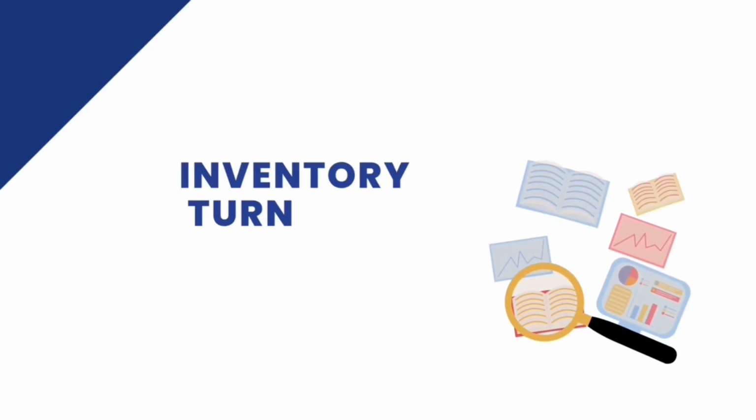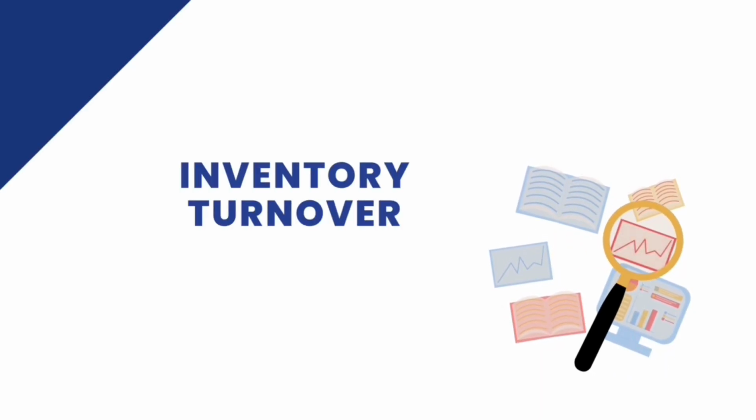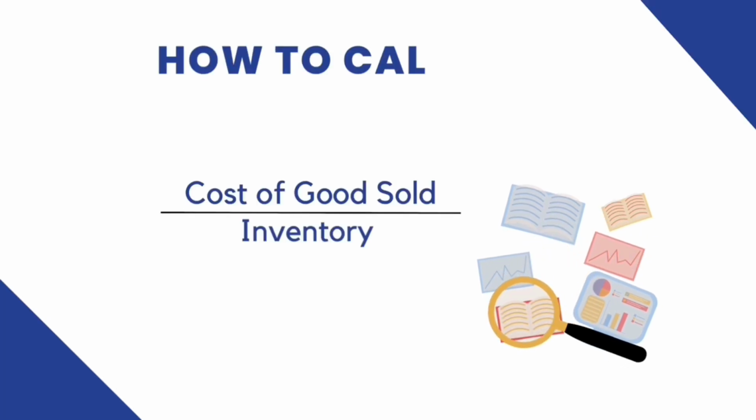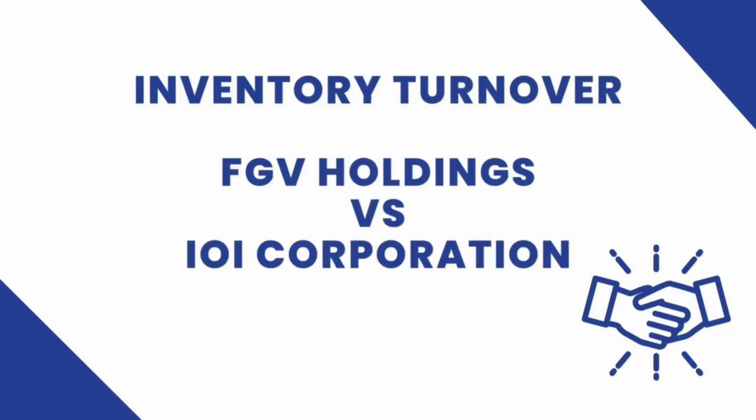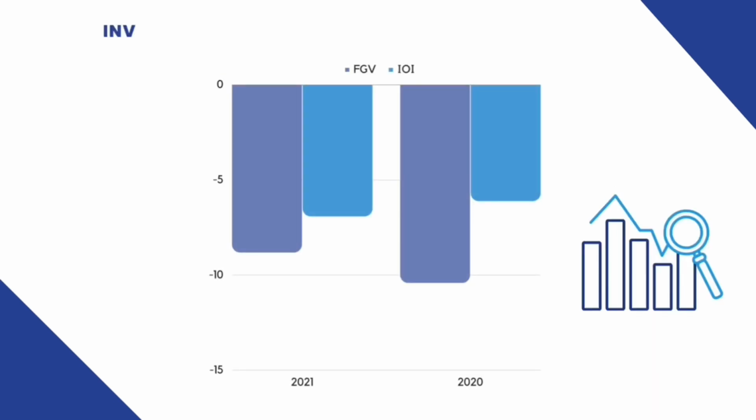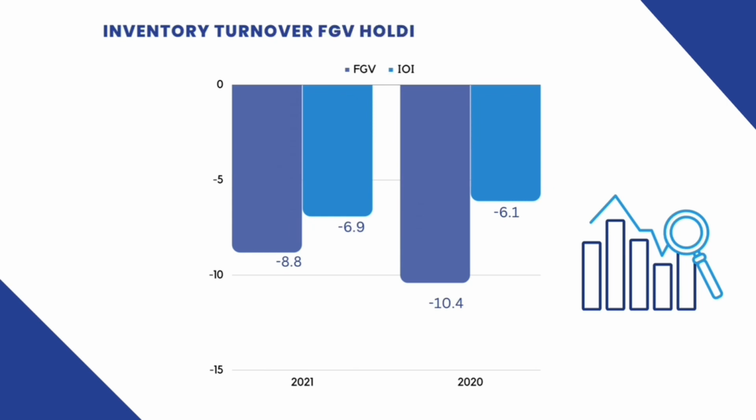Moving on to inventory turnover. How we calculate inventory turnover? We calculate by cost of goods sold divided by inventory. Let's see the inventory turnover between FGV Holding and IOI Corporation within year 2020 to 2021. In year 2020, FGV stayed their inventory turnover at negative 10.4 and decreased to negative 8.8. Meanwhile, in year 2020, IOI stayed their inventory turnover at negative 6.1 and increased the inventory ratio to negative 6.9. We can see for both companies may be a sign of weak sale or excess inventory.